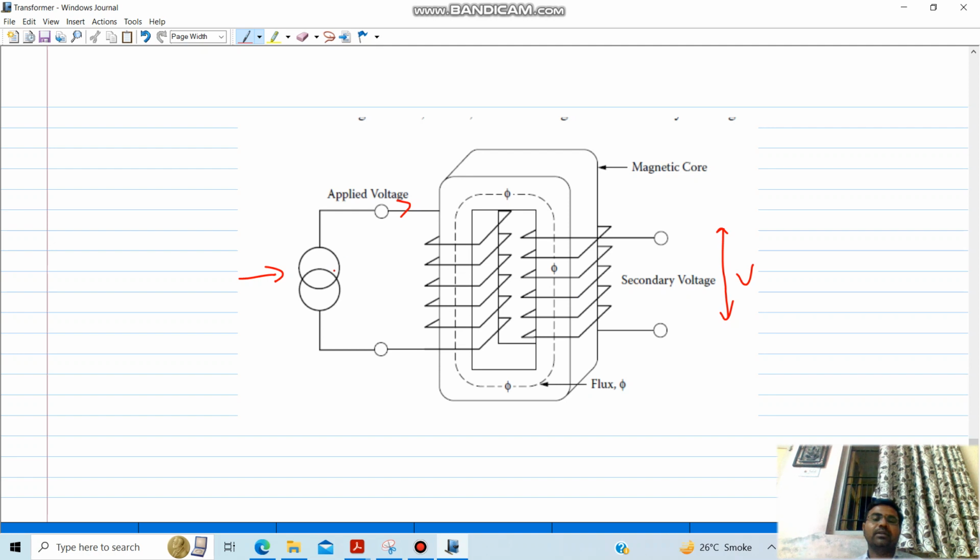Say, for example, if you are applying 230 volts, and let's say you are taking about 300 turns, and on the secondary side you want only 50 volts, you would not take 300 turns on the secondary, so that would be in proportion to voltage. If you want less voltage, then a smaller number of turns is required in the secondary. If you want to increase your voltage, then you have to take a higher number of turns as compared to the primary winding. So this is all about some basics of the transformer.